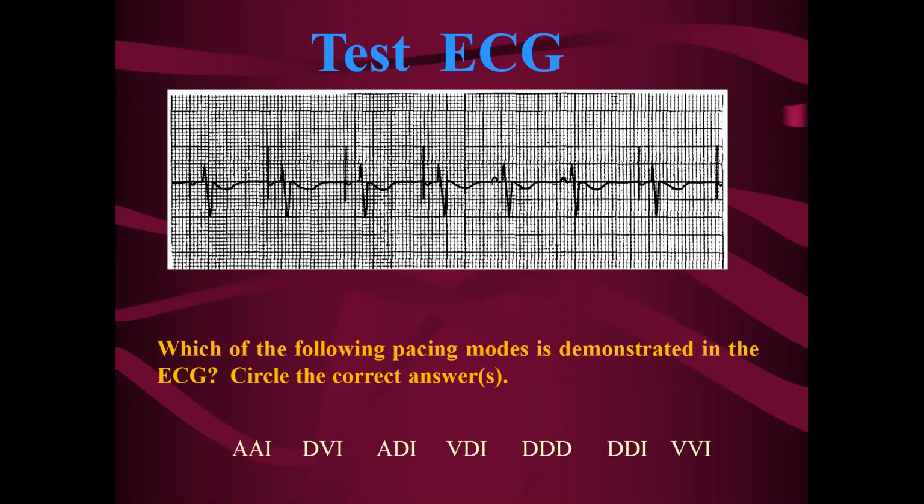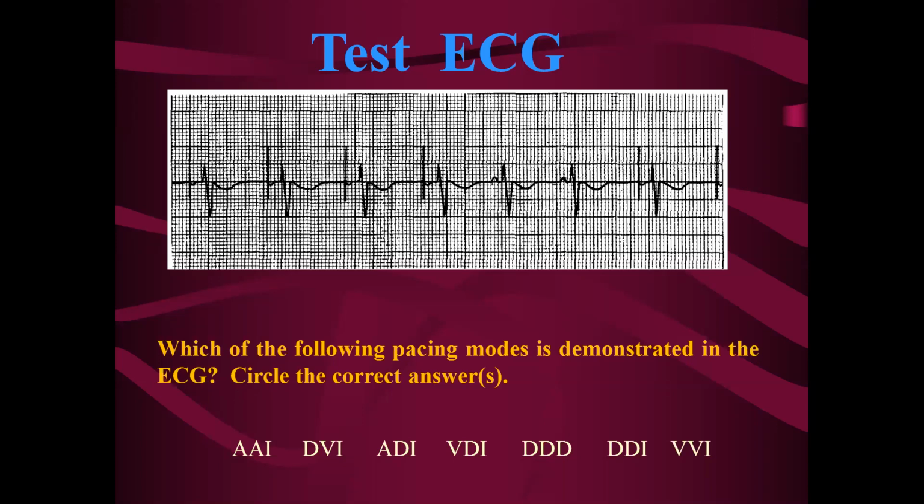Anything else? And maybe ADI, I don't know. AAI, okay. What can we eliminate? Do you see any evidence of ventricular pacing? No ventricular pacing. There is no ventricular pacing, all pacing before the P wave, so it will be atrial pacing. So we can eliminate the VDI and VVI then, right?